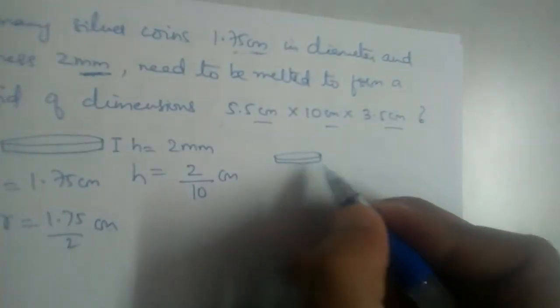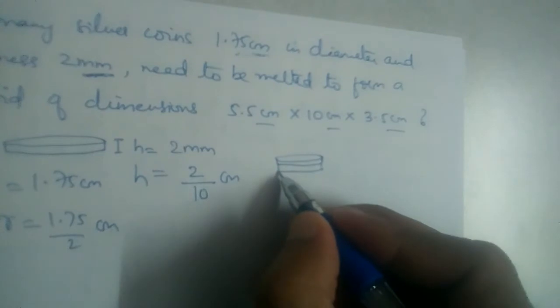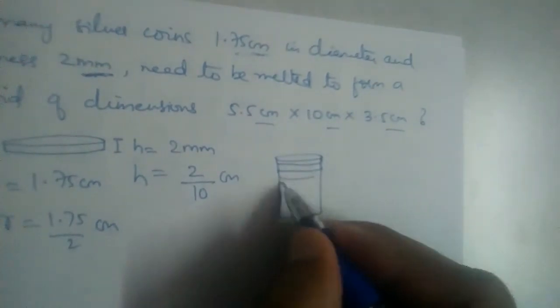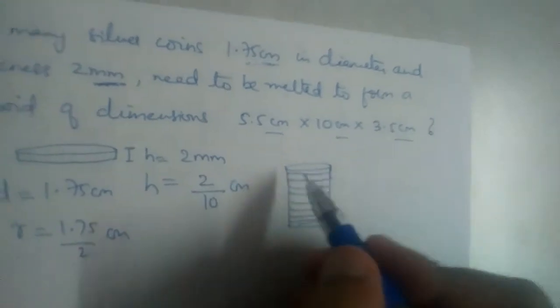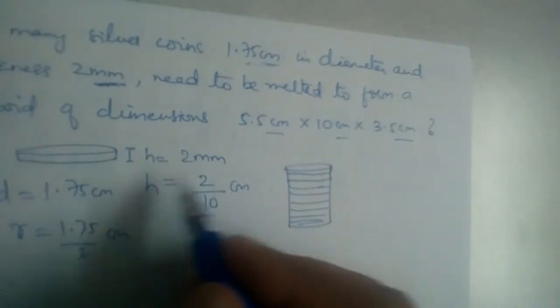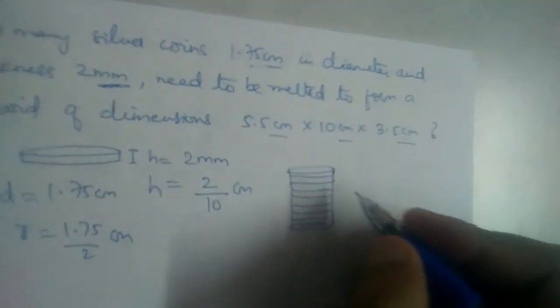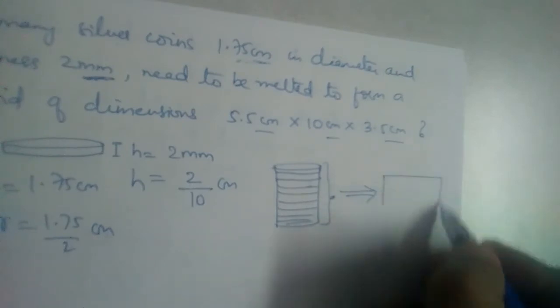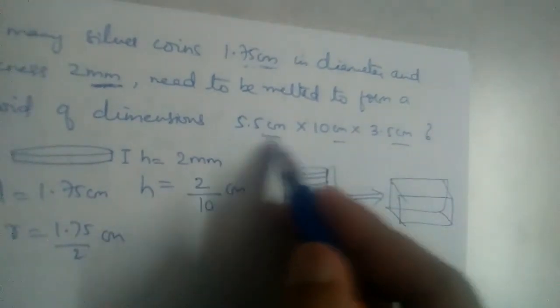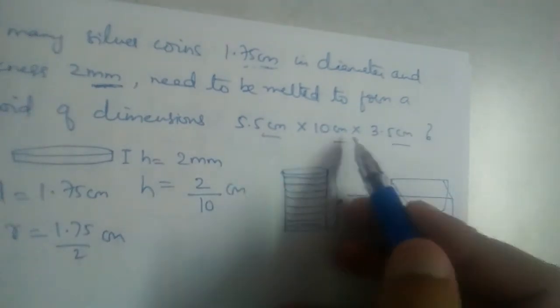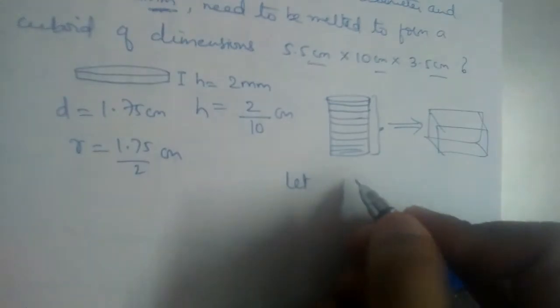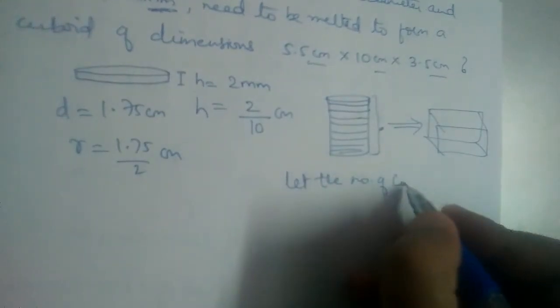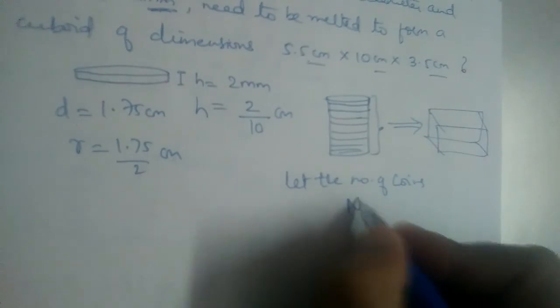So we don't know how many coins are there. How many coins should be melted? See, if we join all the coins, it will be a cylinder only, right? So if you take out one coin, it will also be a cylinder with very less thickness, isn't it? So we don't know how many coins we should melt to form what? To form a cuboid. The dimensions of the cuboid are given: 5.5, 10, 3.5. Okay, let the number of coins to be melted be n.